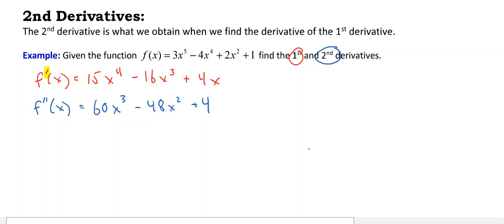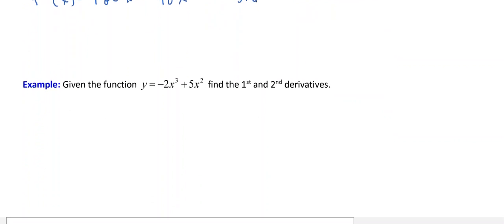It should be noted that we could take more derivatives if we wanted to. It's not as common that we would take a third derivative, but that would simply be the derivative of the second derivative. 3 times 60 would be 180x squared minus 2 times 48 is 96x. That would be the third derivative. And in some cases, we could take a fourth or fifth. And sometimes you can take an infinite number of derivatives. But for the most part, we only are interested in the second derivative.